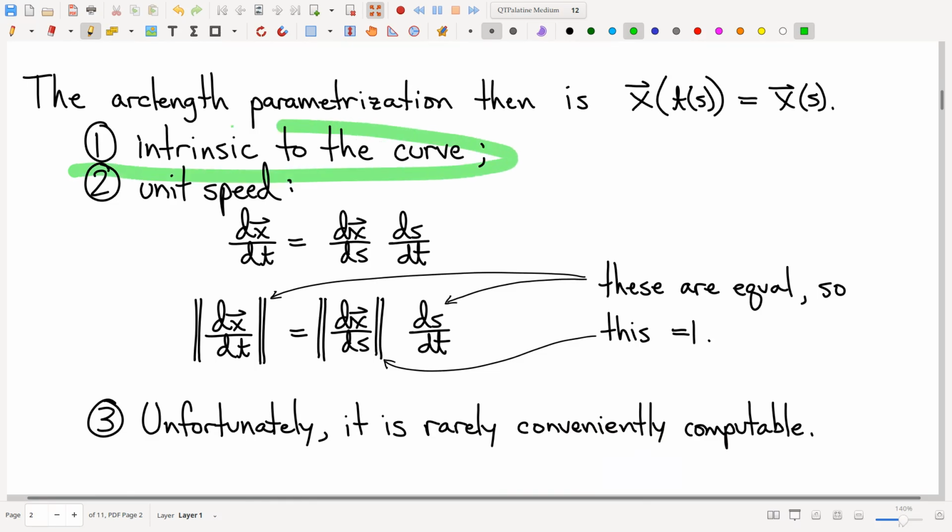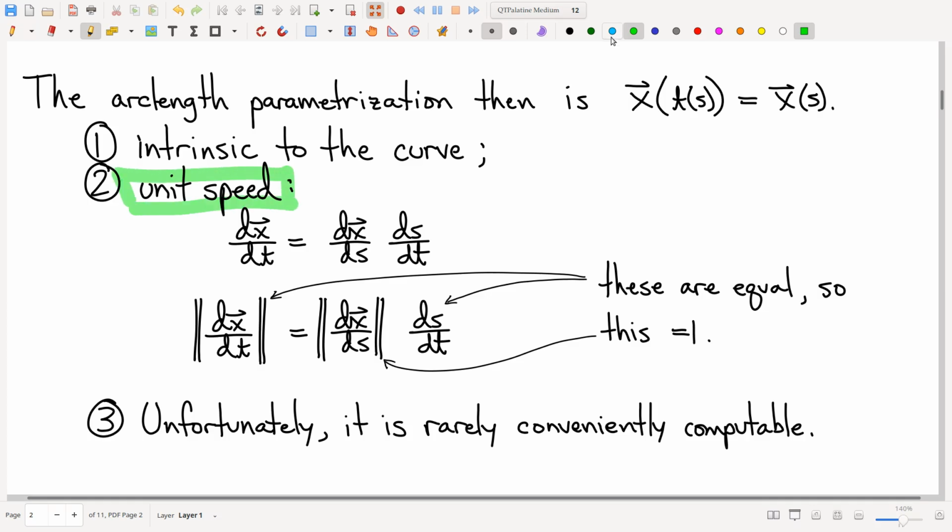First observation, I'm going to say it's intrinsic to the curve. It doesn't matter how fast you drive. Drive slow, drive fast, drive choppy, whatever. However fast you drive, once you've driven 12 miles, you will be at the same point no matter how fast you drove to get there. So this has got nothing to do with the driver. It's got nothing to do with the road trip. It's only about the road itself. So that's kind of nice. It's fundamentally natural. Another nice observation about it, it is a unit speed parameterization.